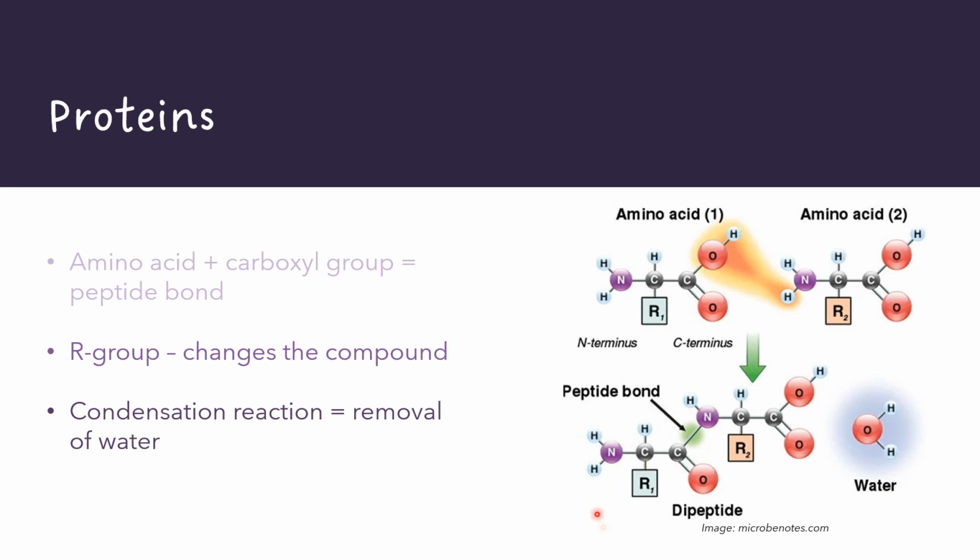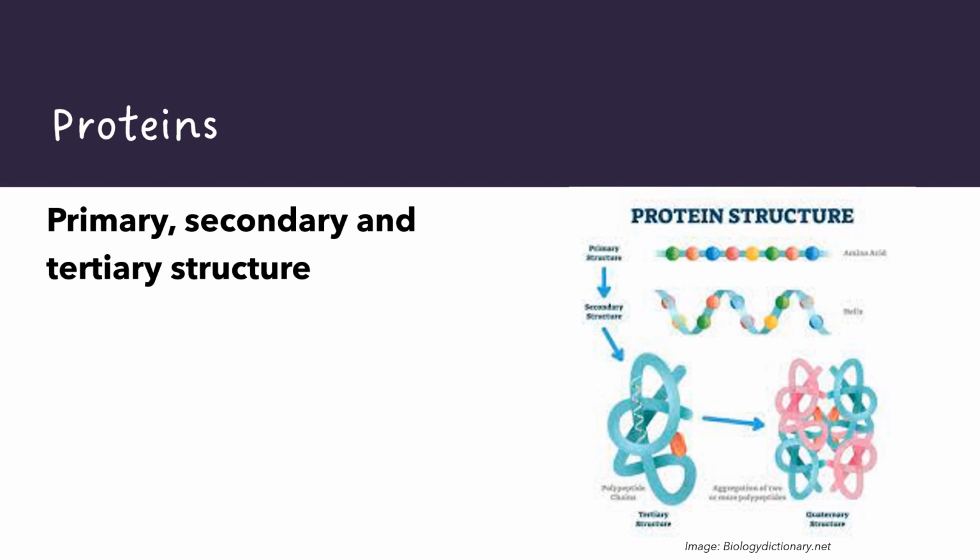As you can see, these are the R groups, and there are different R groups per peptide bond. This makes them different and unique. This is then classed as a dipeptide as it has two monomers joined together. If you were to add more, this would then make a polypeptide. When it comes to proteins, there are 3 different structures of polypeptide chains. You've got primary, secondary and tertiary structure.